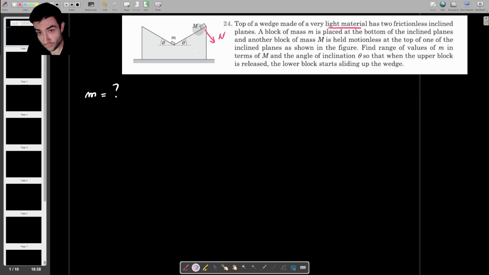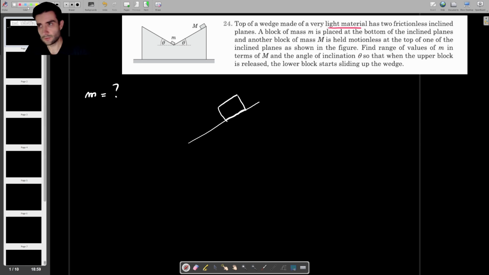But as usual, the way we do anything like that is by drawing a free body diagram of each object that's important. So let's start with big M, and we have this wedge which doesn't have a mass, so I guess we don't have to worry about naming the mass of the wedge in any way.